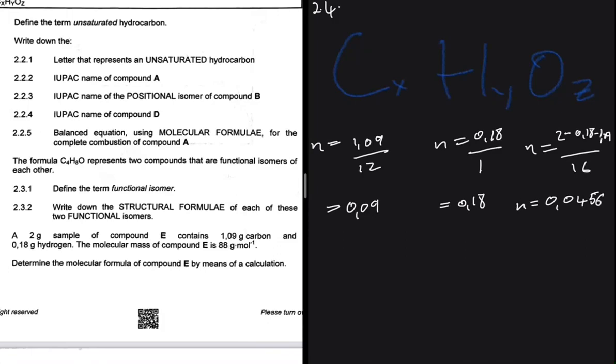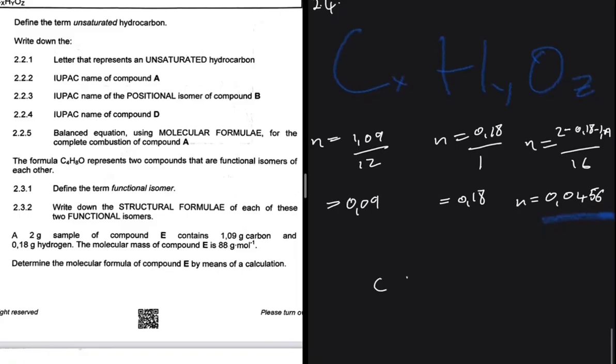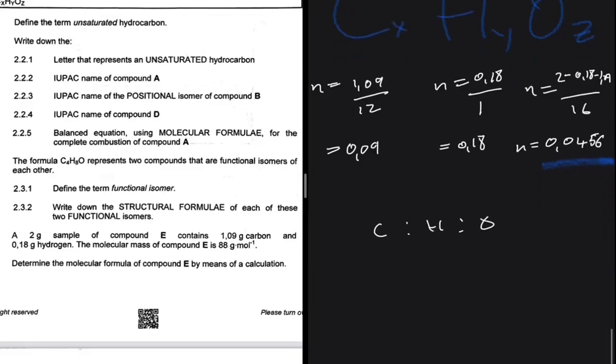So the following step now is to divide this number of moles by the smallest of the three, right? So the smallest here is 0.0456. So carbon to hydrogen to oxygen is going to be in the following way. So let's go ahead and divide. We divide 0.09 by 0.0456, and you're going to get 1.97. So we can just take that as 2.